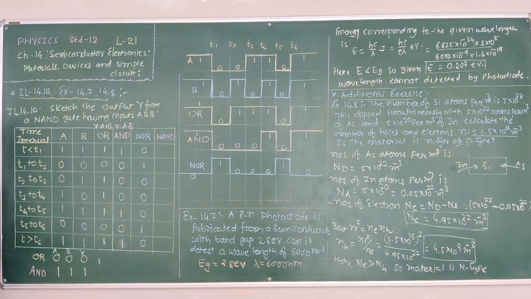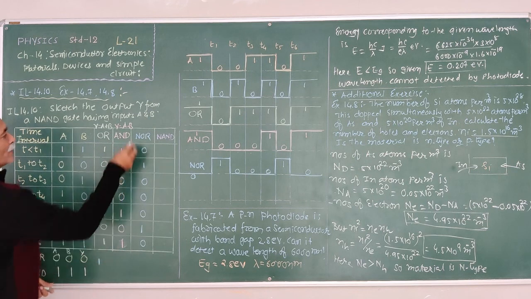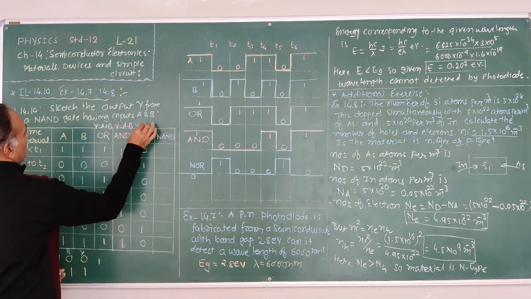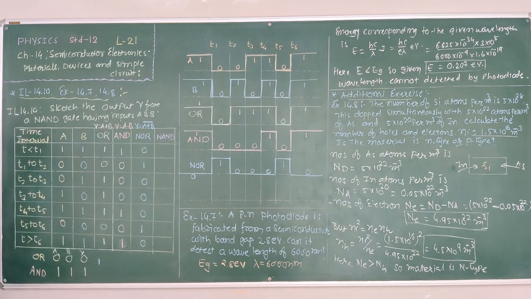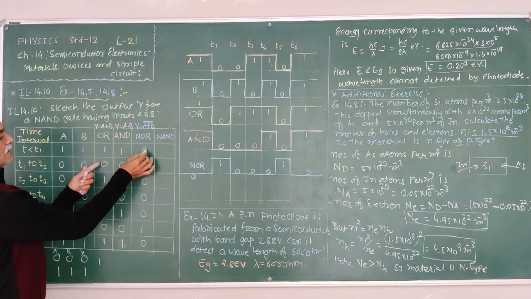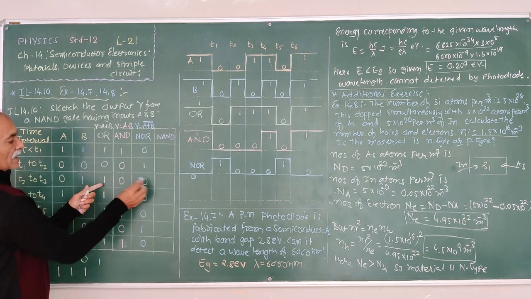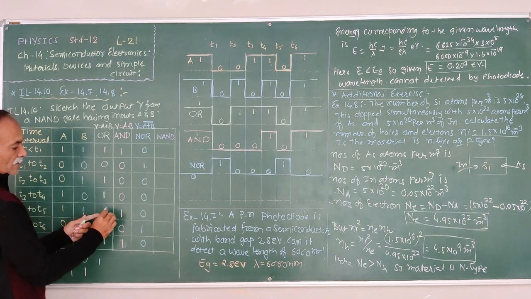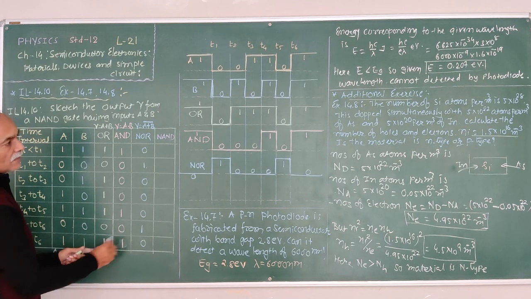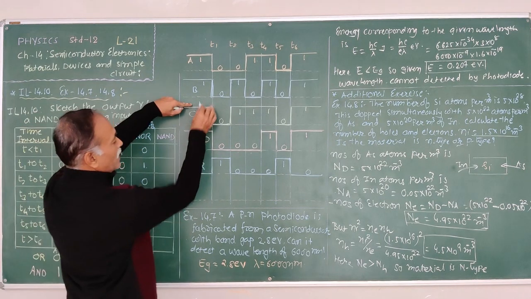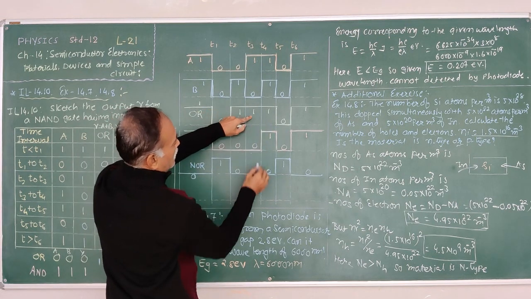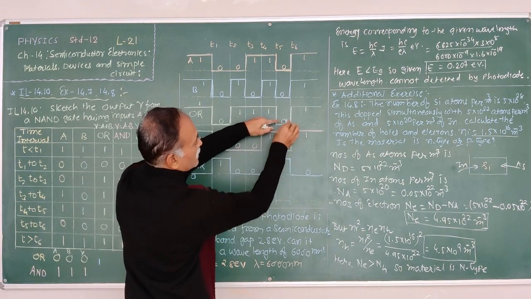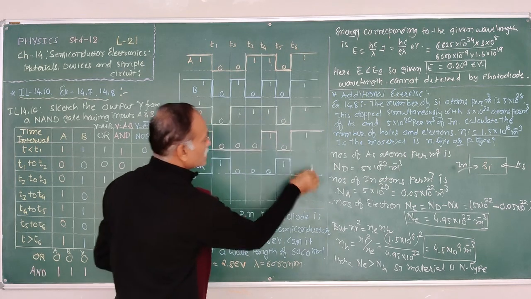Now, what about the NAND gate? The Boolean equation of the NOR gate is Y is equal to (A plus B) bar. That means 1, 0, 0, 1, 1, 0, 1, 0, 1, 0, 0, 1, 1, 0. The same way, 1, here 0, 0, 1, 1, 0, 1, 0, 1, 0, 0, 1, 1, 0.